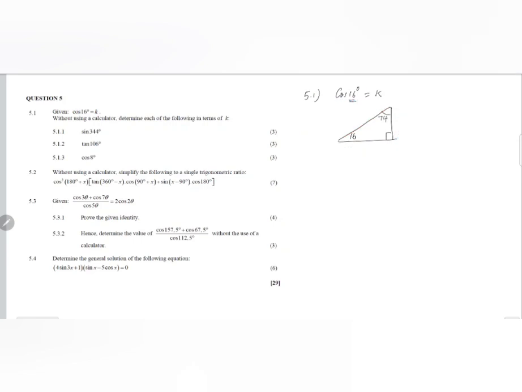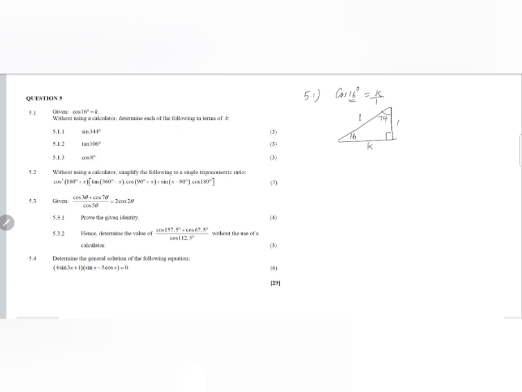We can get it from the very same right angle triangle. So what is given? Cos 16. Cos 16 by definition is adjacent over hypotenuse, which means this is k. From 16, this side is adjacent and this side is hypotenuse, right? So we can take the hypotenuse as 1. Then how do you find the opposite side? We can use Pythagoras.